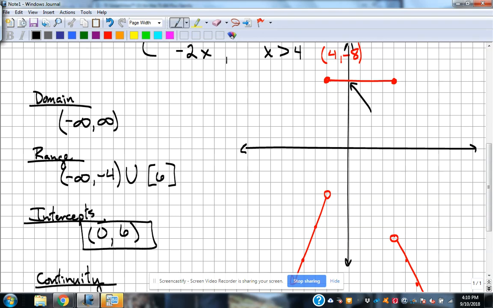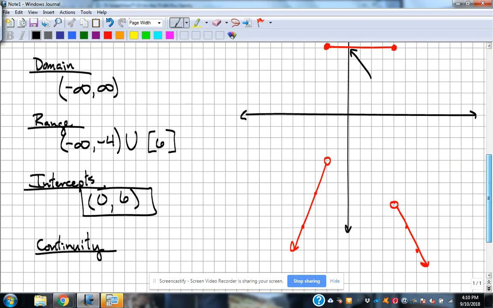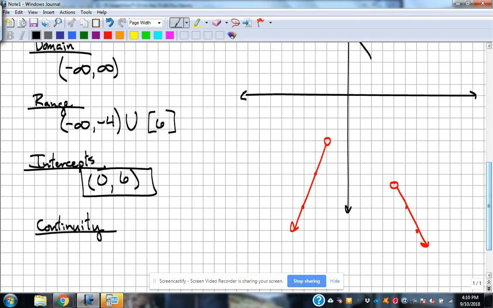There are some graphs that don't have any intercepts, and that's okay. It's not necessarily bad or good in any way. The last thing we're going to talk about with piecewise is continuity. Continuity deals with whether the graph is continuous or not.